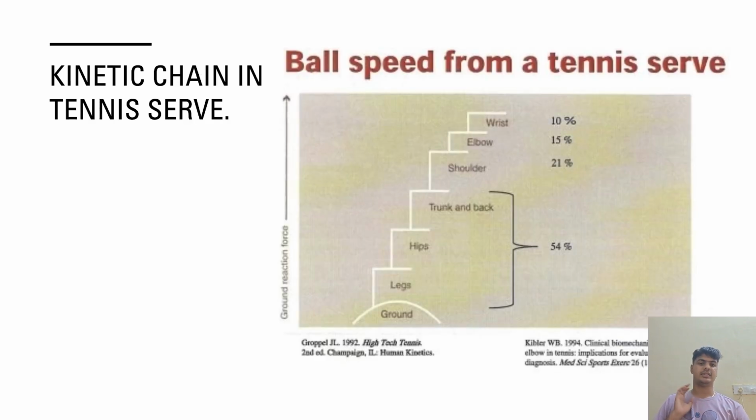Kinetic chain in tennis, as we saw before. As I told before, 54% of the whole force is generated from the legs, hips, trunk and back. So from the ground, the legs, hips, and trunk take up 54% of the load. The shoulder has 21%, the elbow has 15%, and the wrist has 10%. So from lower body to upper body, the amount of force that is produced is reducing. And as we see, 54% of the force is produced from the hip and the lower body.